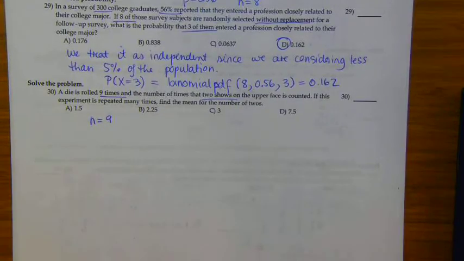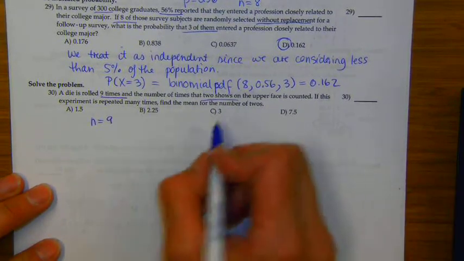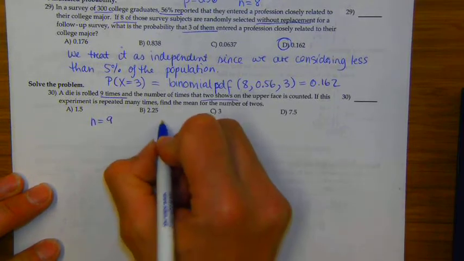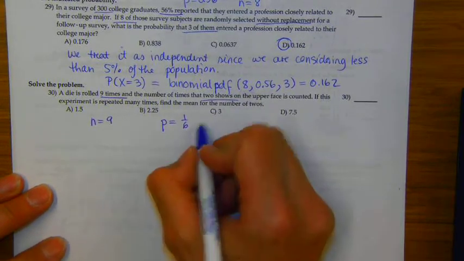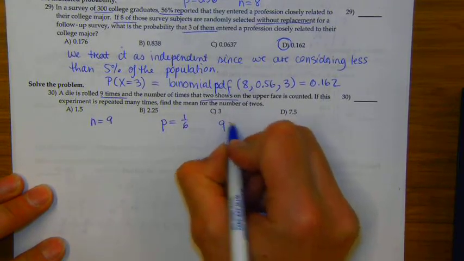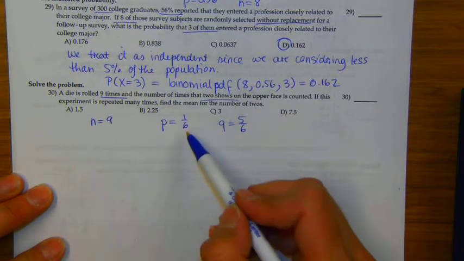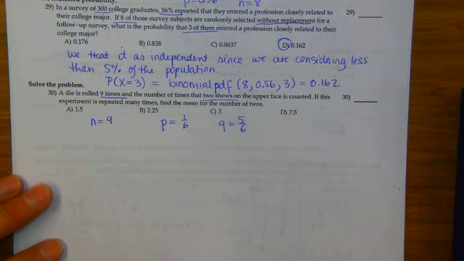Well, we know it's a binomial distribution. We know we can have either 2 outcomes, which means that either we can have a 2 or we can have not a 2. So my P over here would be 1 over 6, which means my Q is 5 over 6. So with probability 1 over 6, we can roll a 2, and with probability 5 over 6, we will not roll a 2.